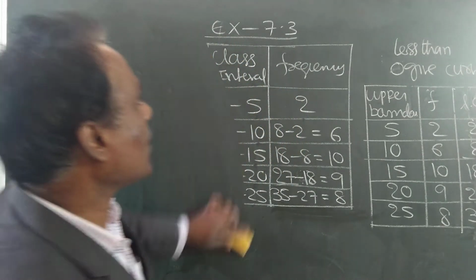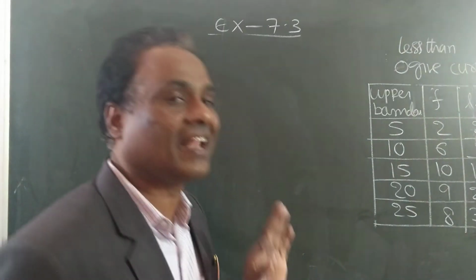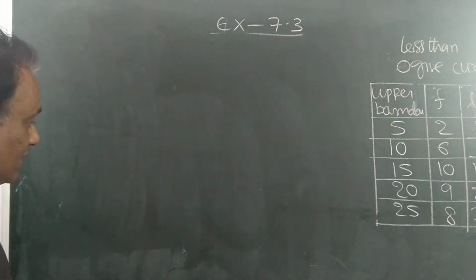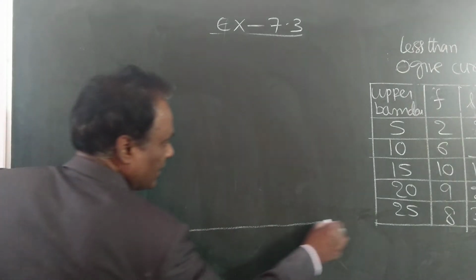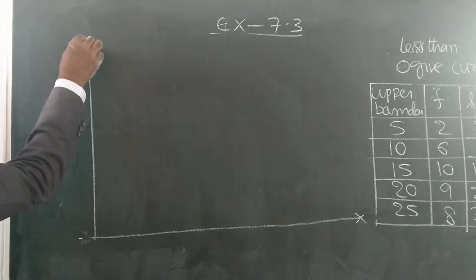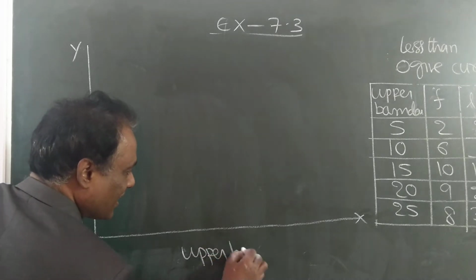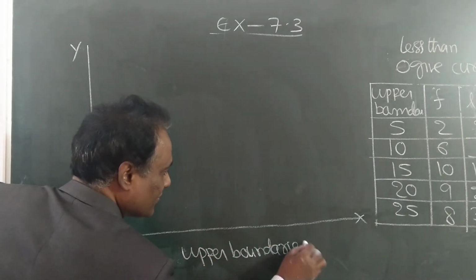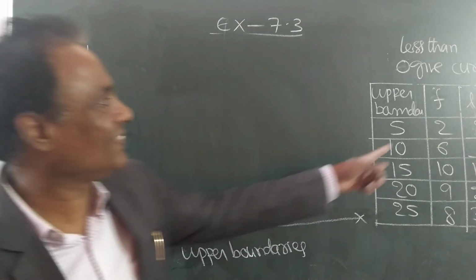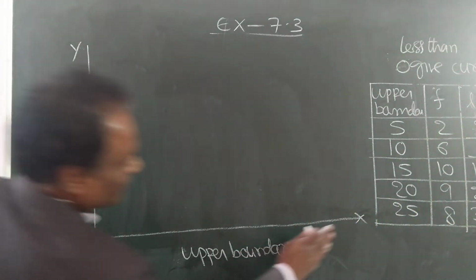So what are we drawing now? The less than cumulative frequency curve, which is also called the less than ogive curve. How to draw? Take the X-axis and Y-axis. What do we take here? Upper boundaries on the x-axis, and less than cumulative frequency on the y-axis. Students, see here.